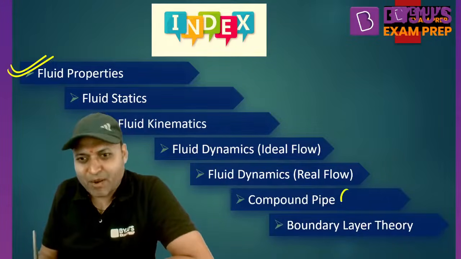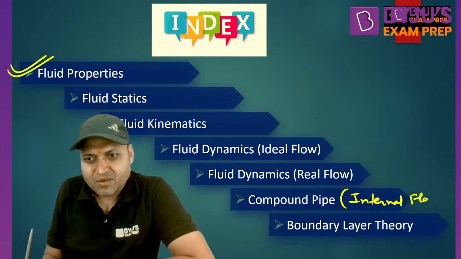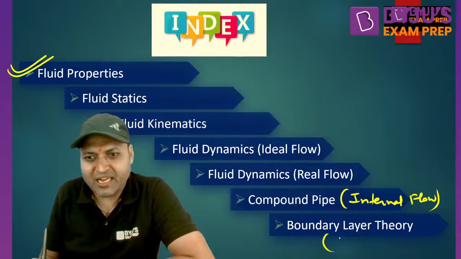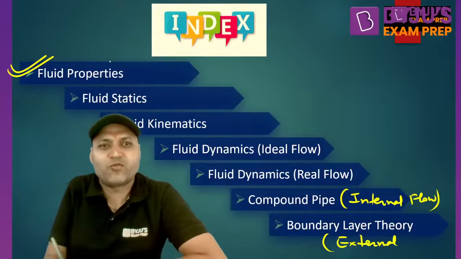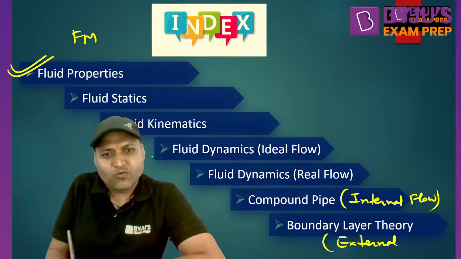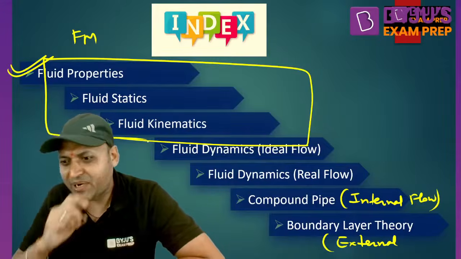Layer theory. Compound pipe is internal flow, multi-pipe system, and boundary layer theory is for external flow. These are the most important topics of fluid mechanics. So we will try to cover properties, statics and kinematics today.